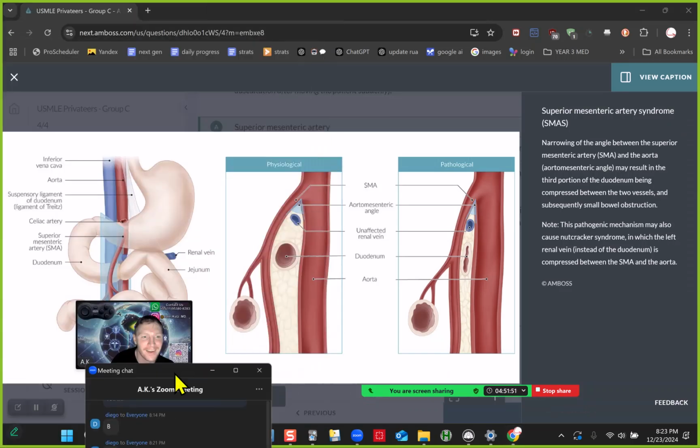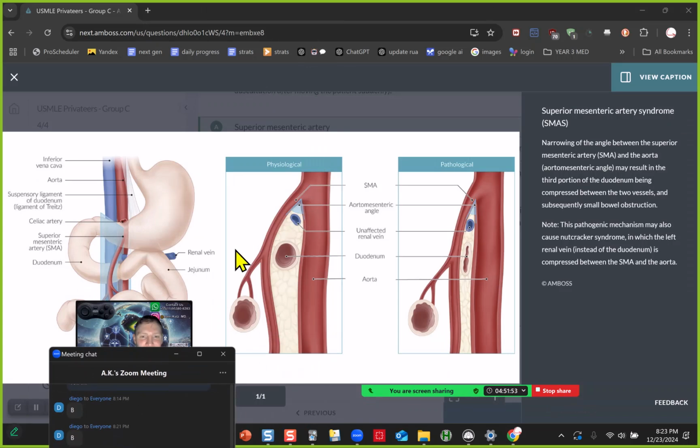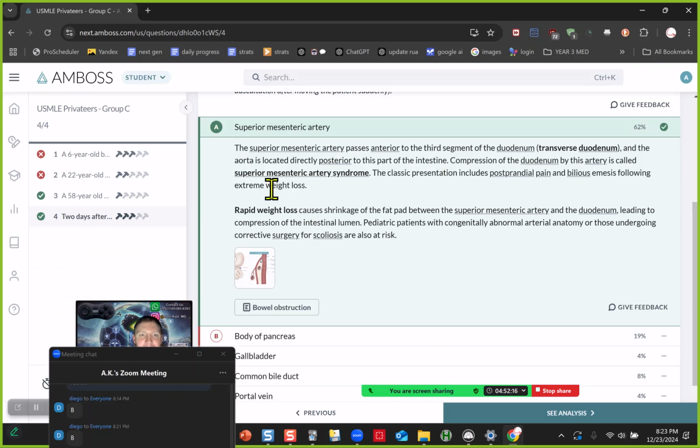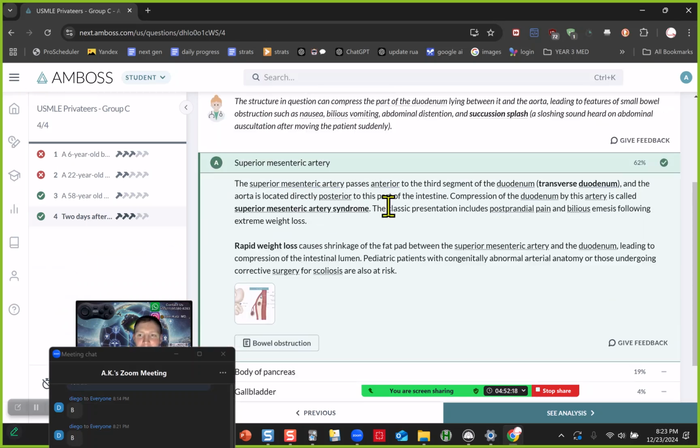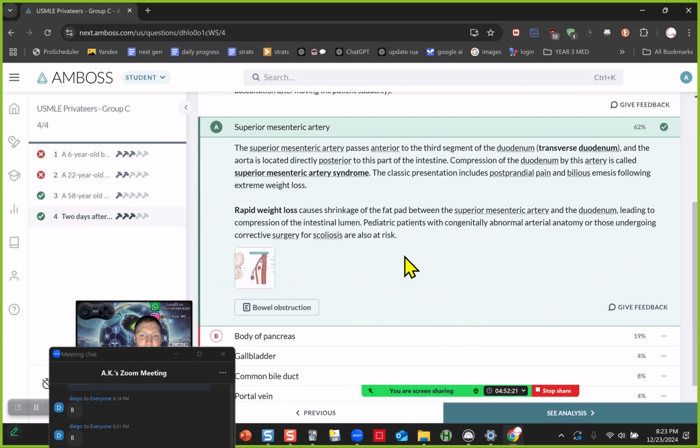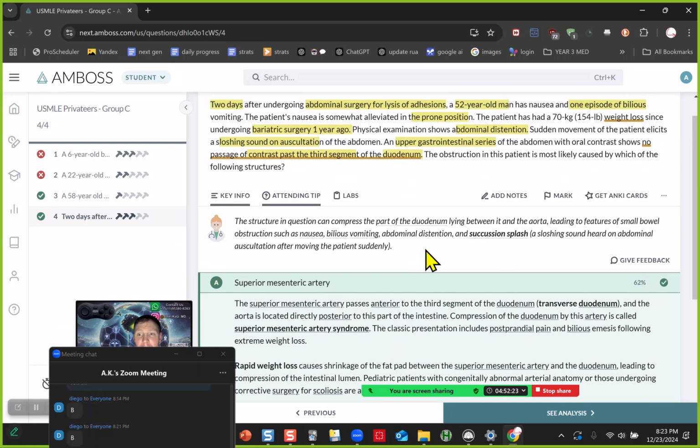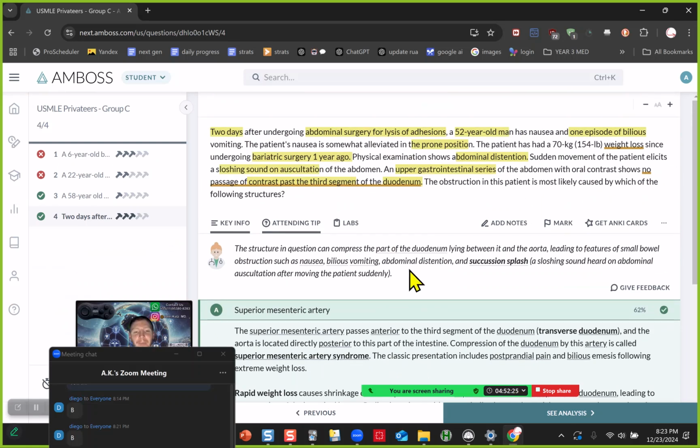So if you look at this cross section, this is basically what you'll see, a cross section of the abdomen with the mesentery hanging with connective tissue, and we got this unaffected renal vein, duodenum, aorta. The superior mesenteric artery here can kind of clamp down on this affected renal vein. And that's what we are seeing. This patient's getting superior mesenteric artery syndrome. And it's a very classic, especially on step 1. You see this a lot more on step 1. It is a surgical question, but you see it more on step 1.